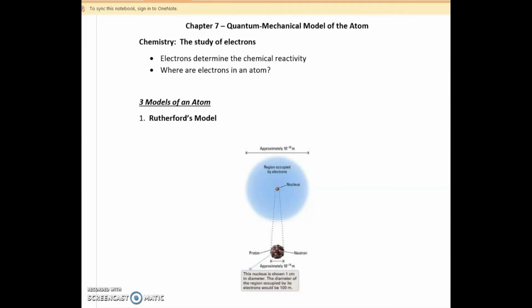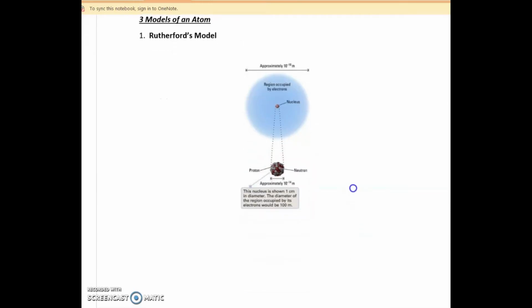Hello, class. In this series of modules, we're now going to switch gears and talk about the quantum mechanical model of the atom. Let's refresh our memory a little bit and go back to a model you may have learned in introductory chem. So there's three models. The first model we're going to speak about is Rutherford's model.